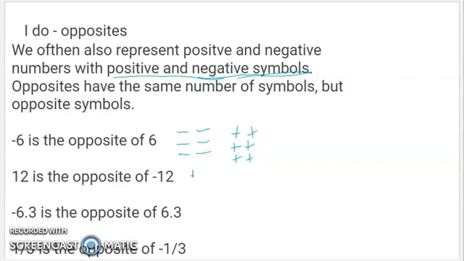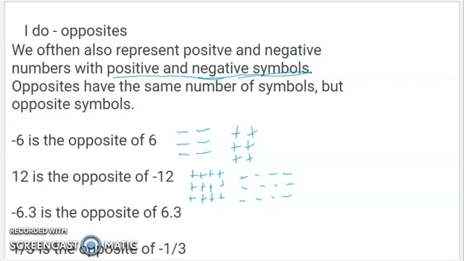You might see me represent 12 with 12 positive signs. 8, 9, 10, 11, 12. And if I do, I would do 12 negative signs for -12. Same number of symbols, opposite symbol.